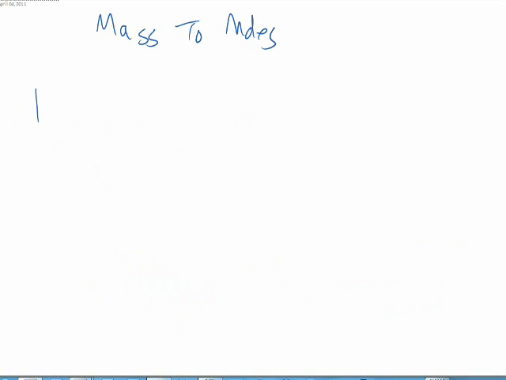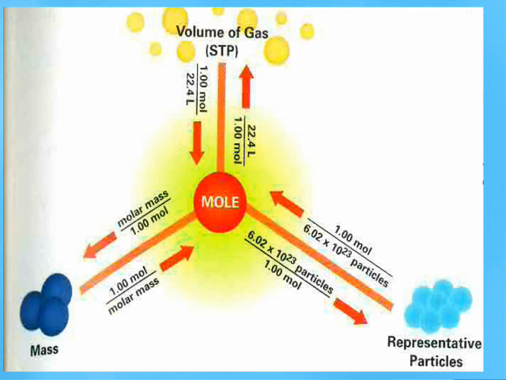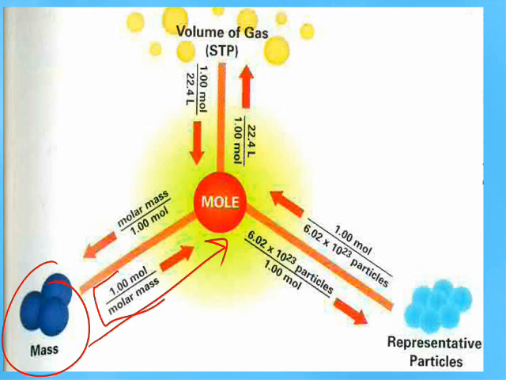And let's just say, because we know water, we have 120 grams of water. And how many moles is that? We're given grams and we want moles. So we're given mass and we want moles, so we go over here. We just divide it by the molar mass, or multiply by 1 over the molar mass.